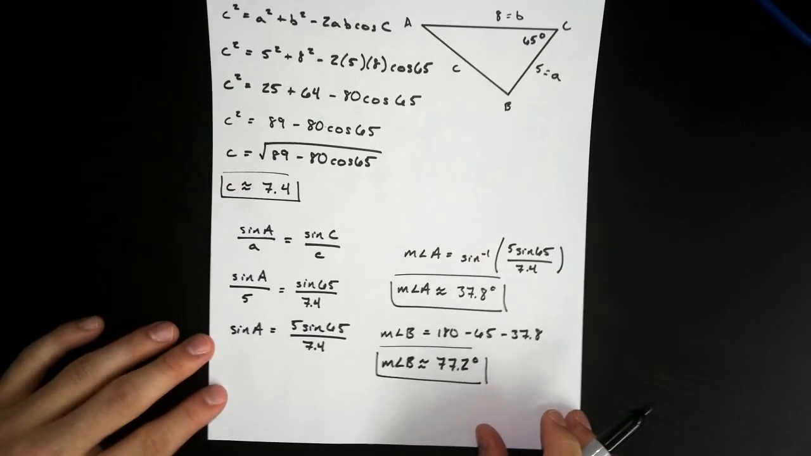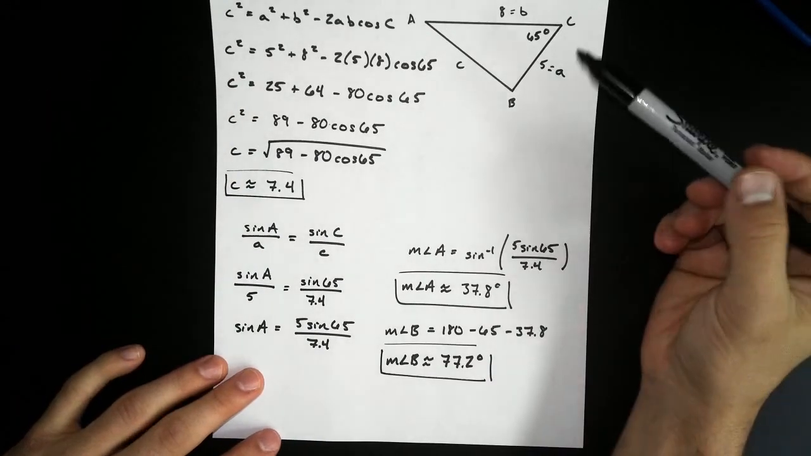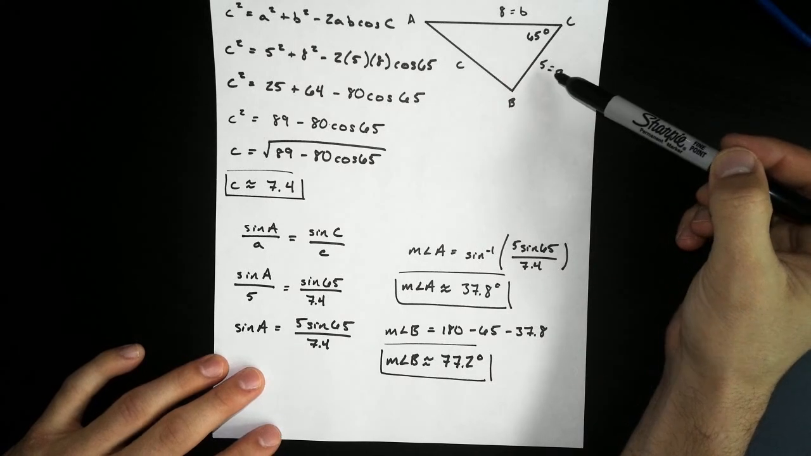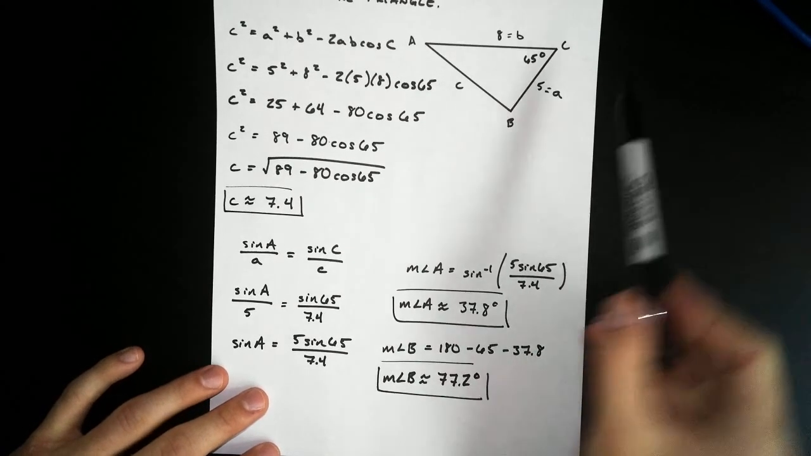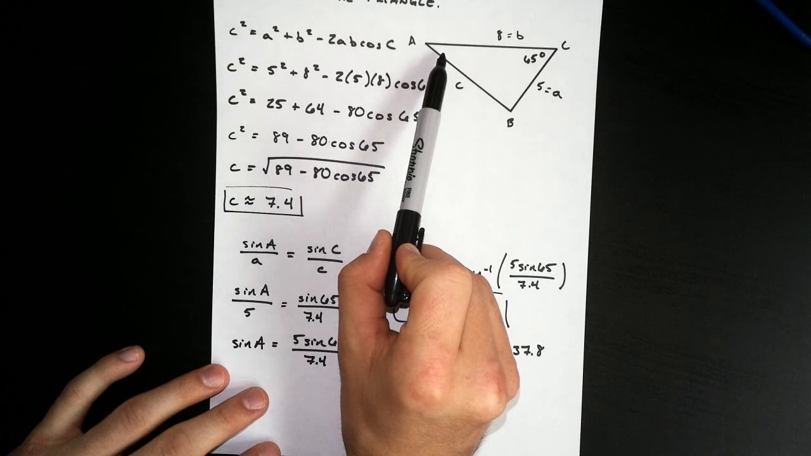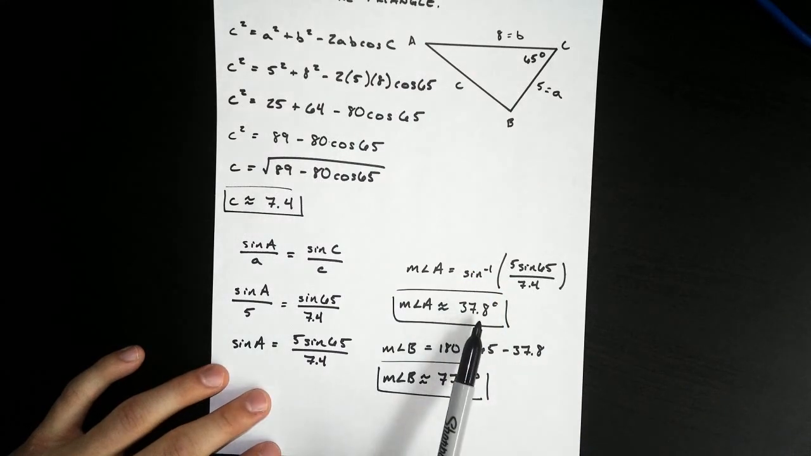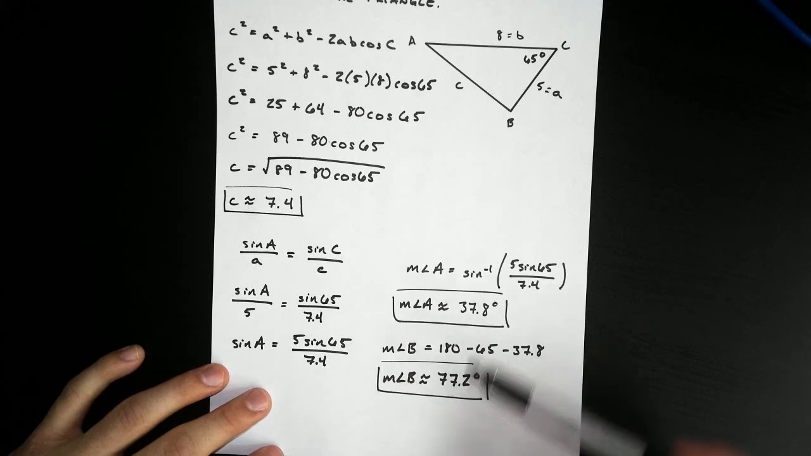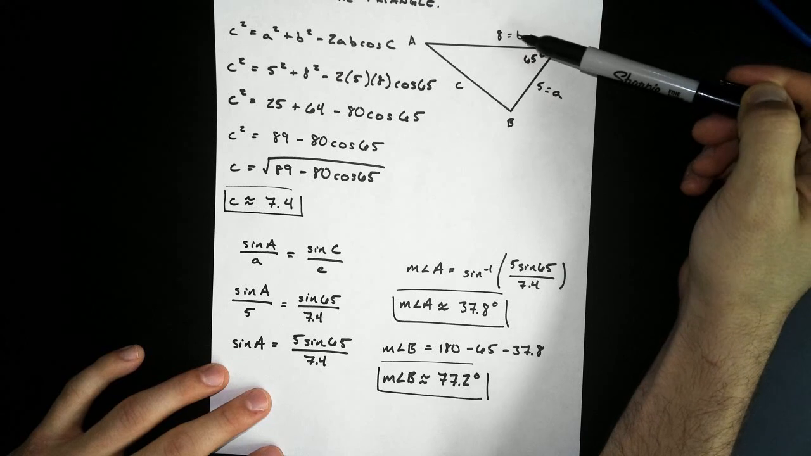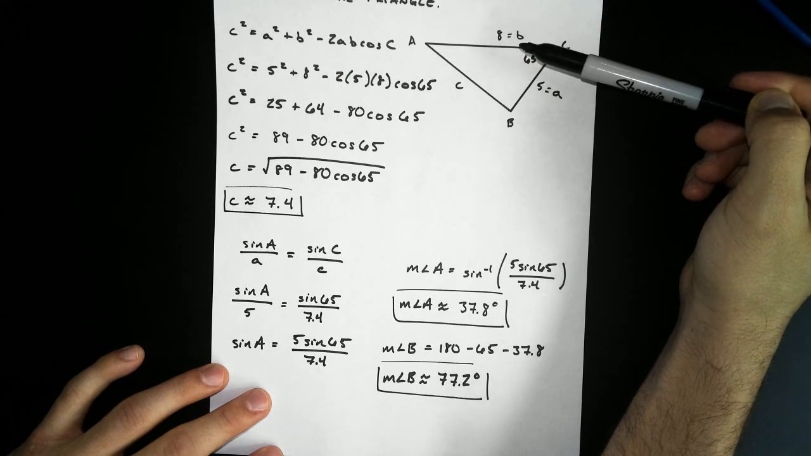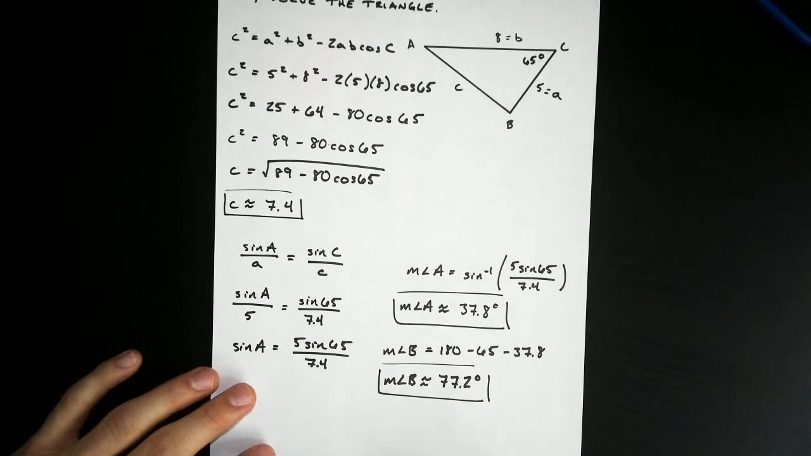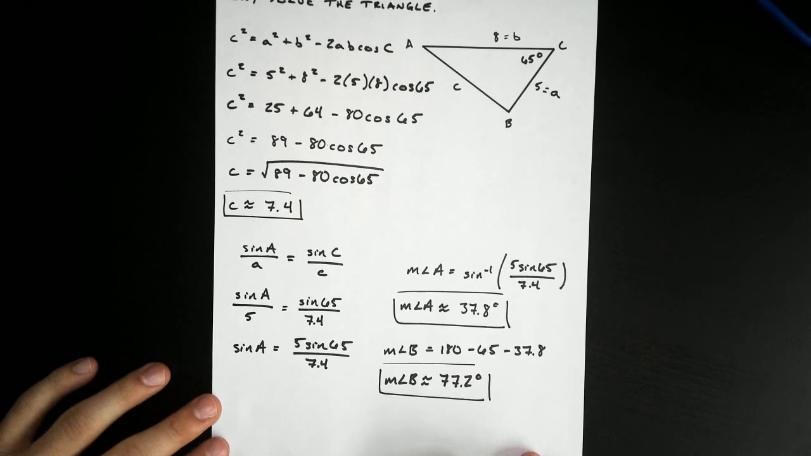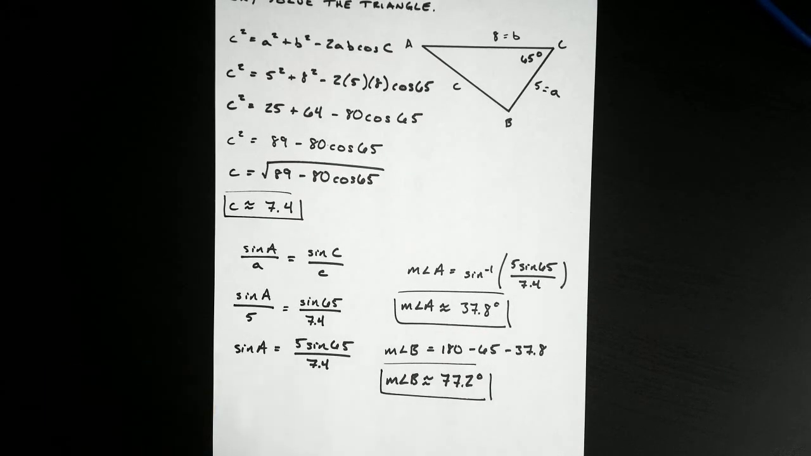If we take a look at what we ended up with, 5 was our smallest side length, so that means the angle across from that should be the smallest angle, which it ended up being 37.8, so that checks out. Angle B ended up being the biggest angle, so that means the side across from that, this 8, should be the largest side, which it is. So there's an example of using the law of cosines to solve the side angle side situation.